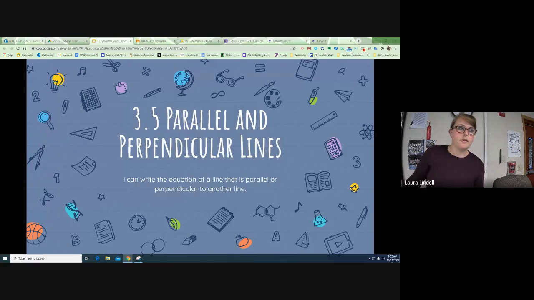Okay. So today is 3.5 day 2, still on parallel and perpendicular lines, but this time we are going to use everything we know about slopes and parallel and perpendicular right now to be able to write equations of lines. So we're going to try the poll feature real quick.